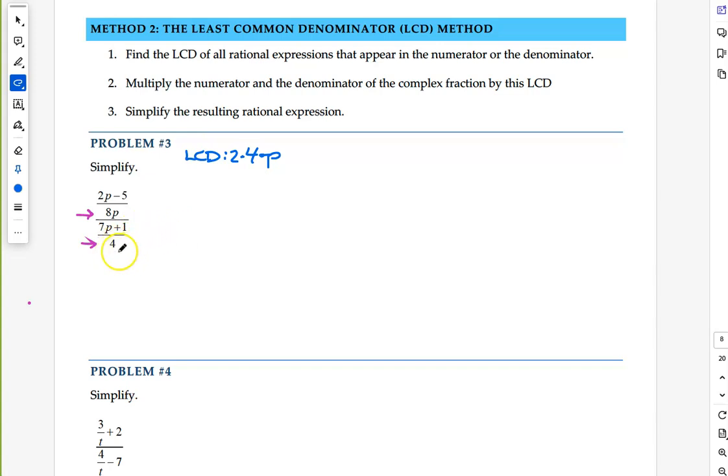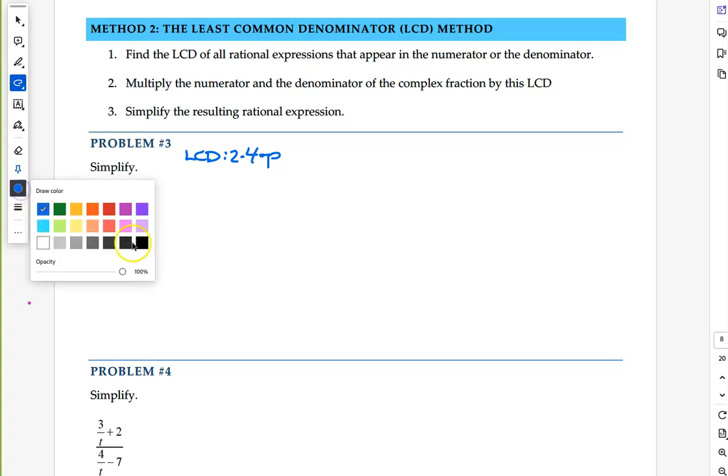All right. So I don't need to multiply this by anything because it already has everything. However, the 4, what do I need to multiply it by? 2 and a p, right? Yeah, 2 and a p. And so if I do that on the bottom, I also need to do that on this one.